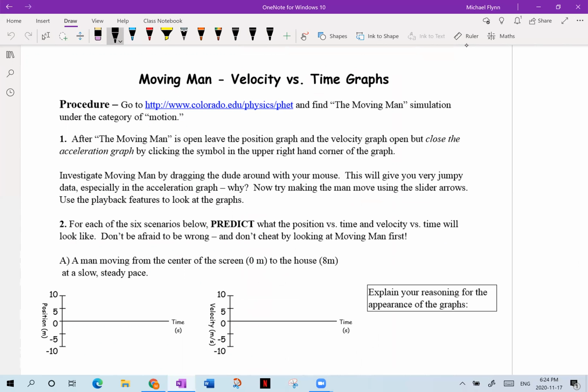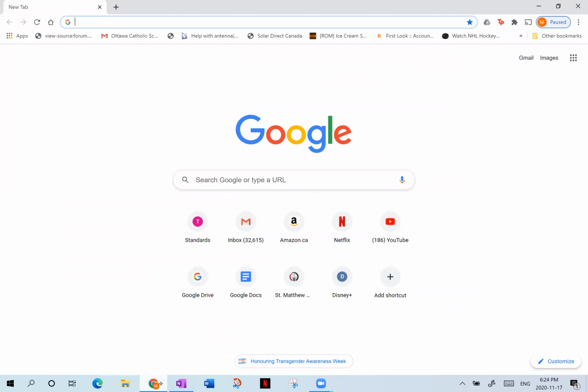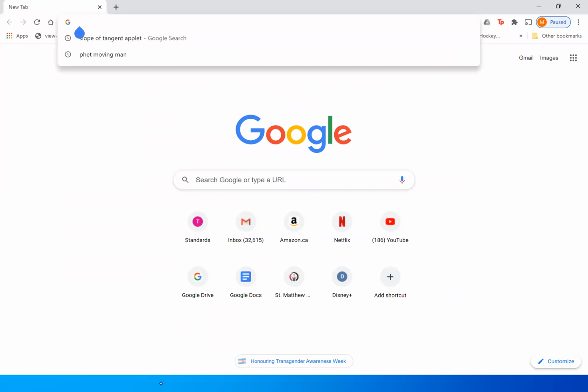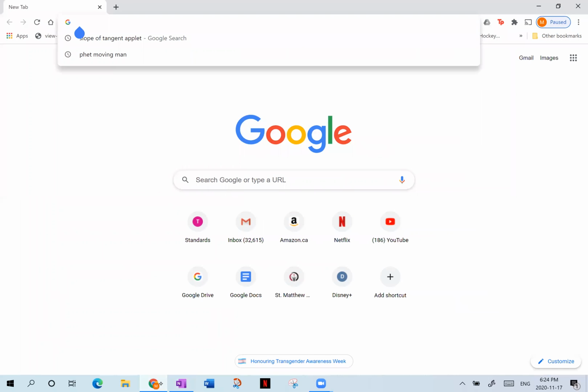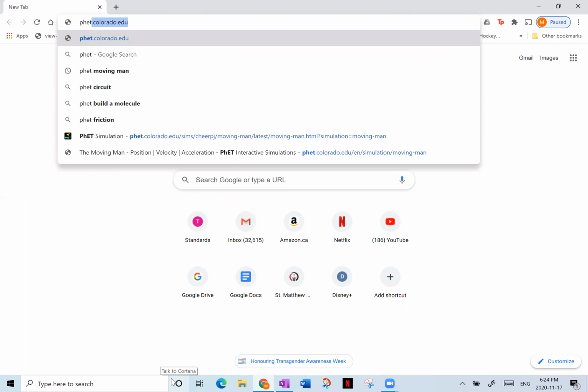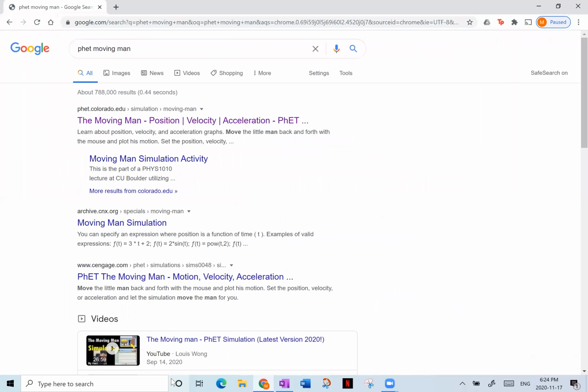Okay, so anyway, see this website here? Okay, here's how you find the Moving Man on the web. Just go to a browser, okay? Go here, and I'm going to type it, because writing is a pain. So I'm just going to type PhET, like that, Moving Man. Just Google that, okay? The first link that comes up, click on it.